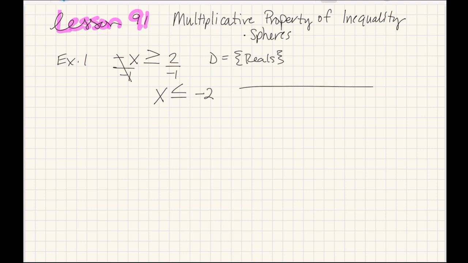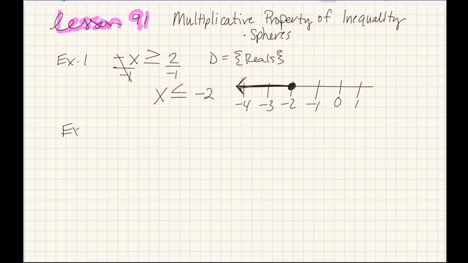So now I can just graph this inequality. I'm going to start with my 0, 1, negative 1, negative 2, negative 3, negative 4. I'm going to have a closed dot on the negative 2, and it is going to go off in this direction.